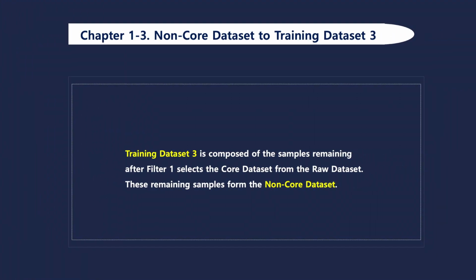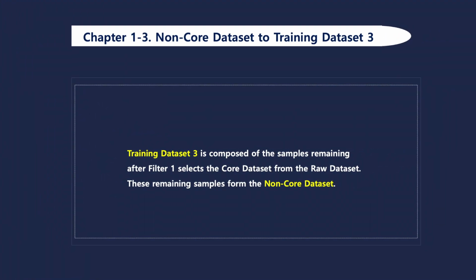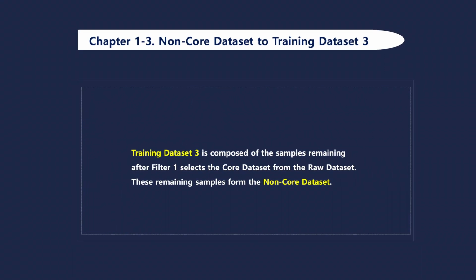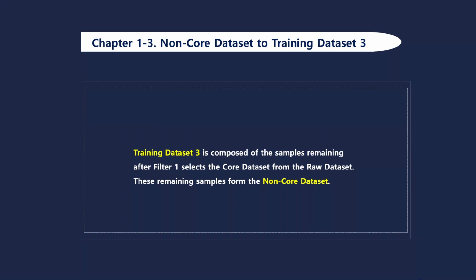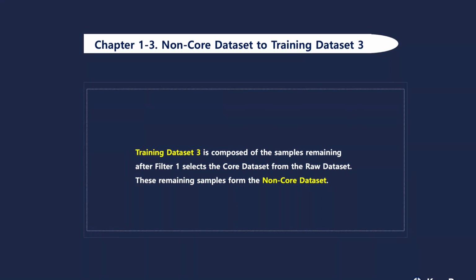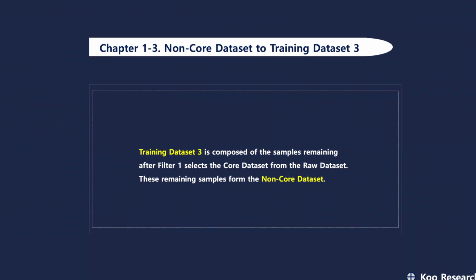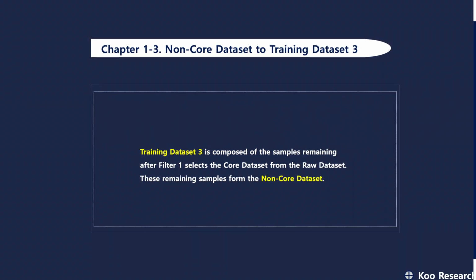Chapter 1-3. Non-core dataset to Training Dataset 3. Training Dataset 3 is composed of the samples remaining after Filter 1 selects the core dataset from the raw dataset. These remaining samples form the non-core dataset.